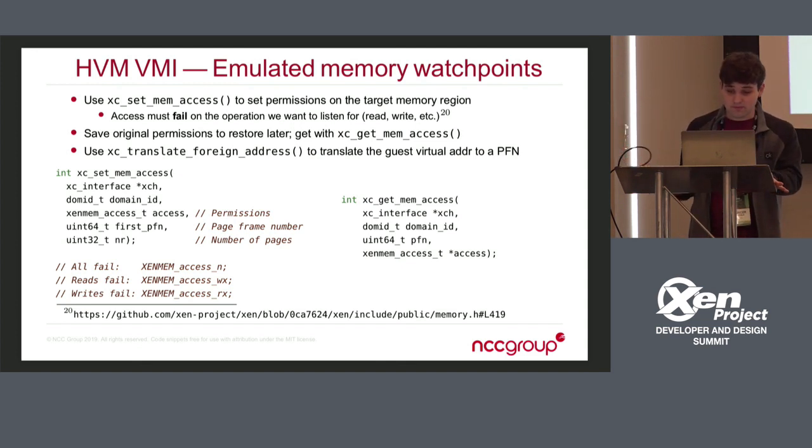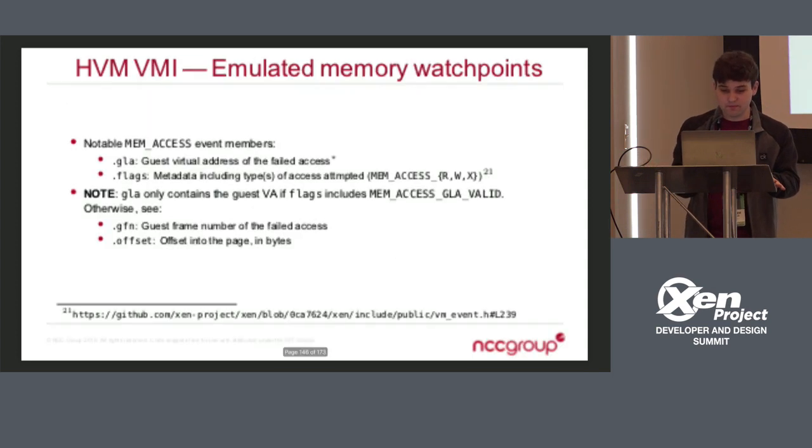The way you actually set page permissions is using xc_set_mem_access, and this has 2 interesting arguments: xenmem_access_t access, which is basically a series of permission flags, N, W, X, RX, etc., and then first_pfn, which is the page frame number of the first page that you want to start setting these permissions on. You just get that from a guest virtual address using xc_translate_foreign_address.